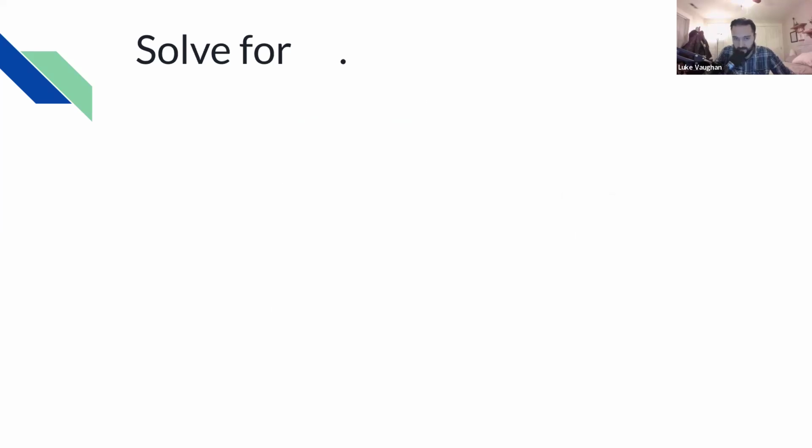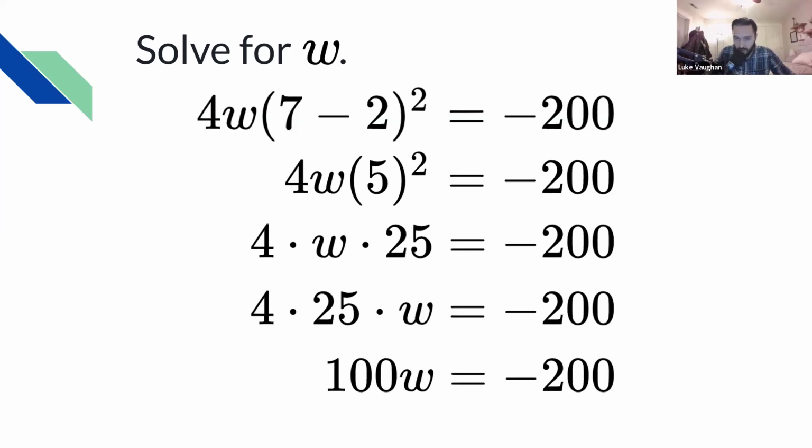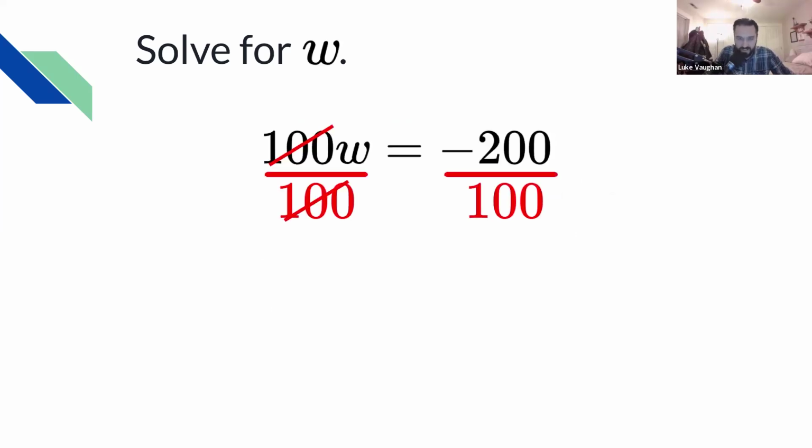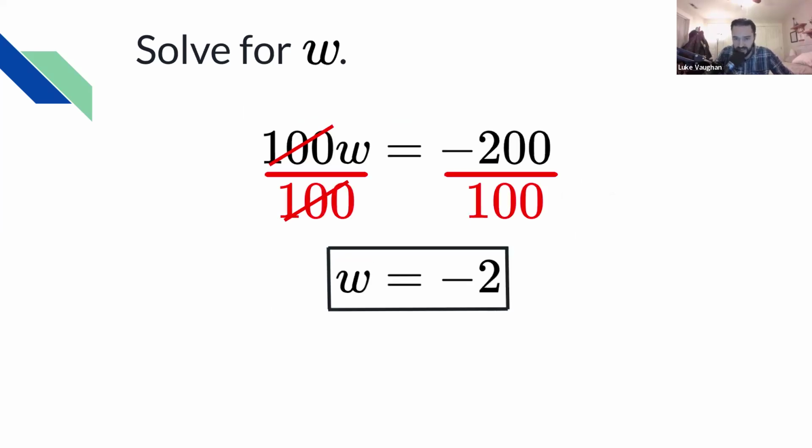So now we have 100w equals negative 200. Let's move this to the top. And we divide both sides by 100. The 100s cancel on the left-hand side, and we're left with w equals negative 2. So the solution to this problem is negative 2.